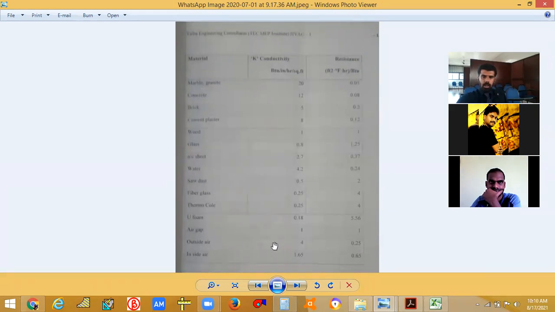Now these two are also very important: outside air and inside air. If there is a construction, a wall, we will be calculating the outside air as well as the inside air. So when we need to find the U value, we will look at the outside air value as well as the inside air value. So this is the tabular column in which different materials are given, and according to the material, its thermal conductivity and resistance are already given.